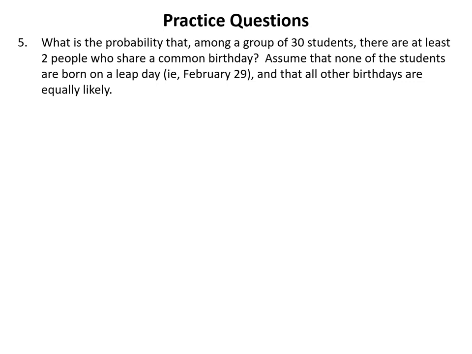Question 5. What is the probability that among a group of 30 students, there are at least 2 people who share a common birthday? We can assume for this problem that none of the students are born on a leap day, i.e. February 29th, which only occurs once every 4 years. And we can assume that all of the other days of the year are equally likely.